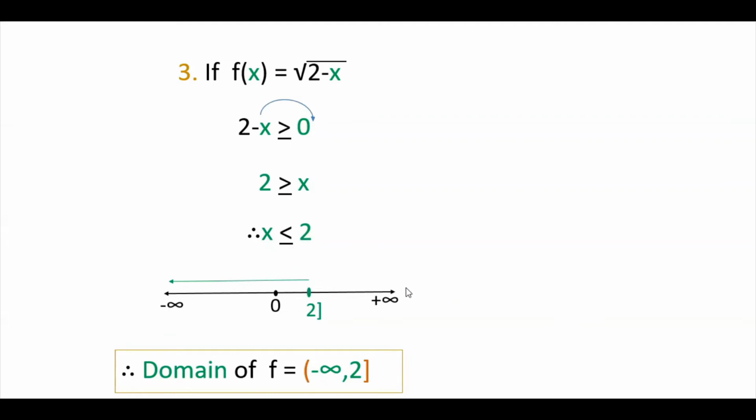So you can show it on the number line like this. 2, this is a positive number, and less than 2. So you have to write the values from here. You can show the domain of this function as: first you have to write minus infinity, excluding, open bracket. This is excluding minus infinity, comma 2. Because x is less than or equal to 2, this is a closed bracket, because it is including 2 also.